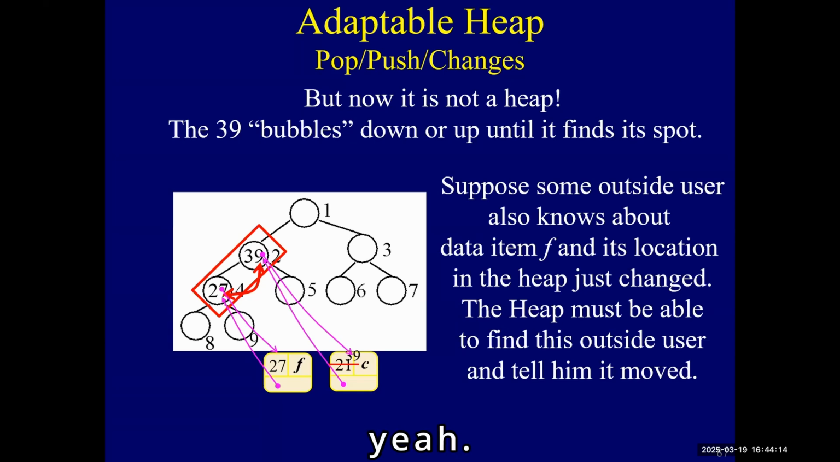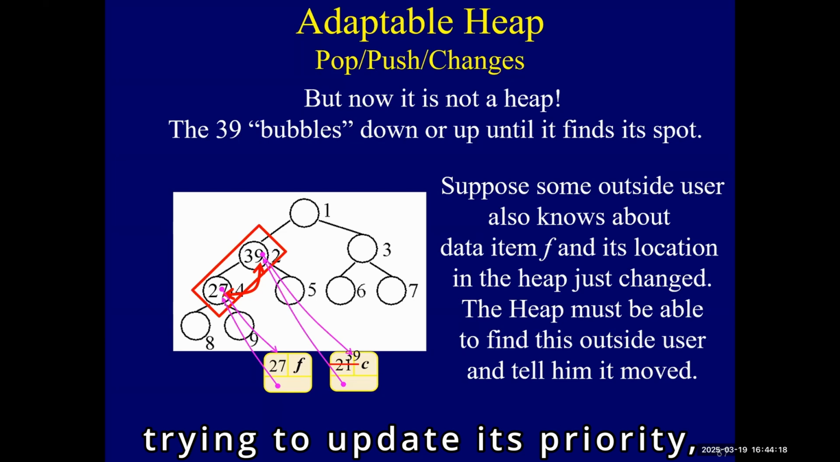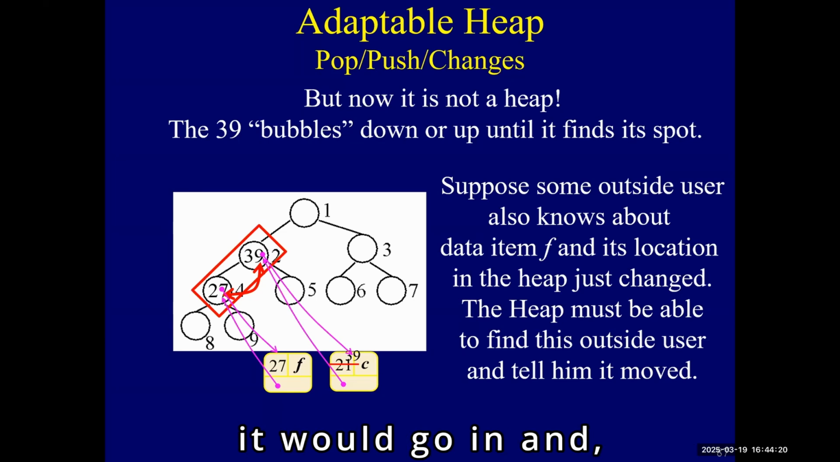Yeah. And then when F is trying to update its priority, it would go in and find the priority is not what it thinks it is. It's going to be upset. Right? And I like to think about it as: you tell me what your invariants are, and you need to maintain them.